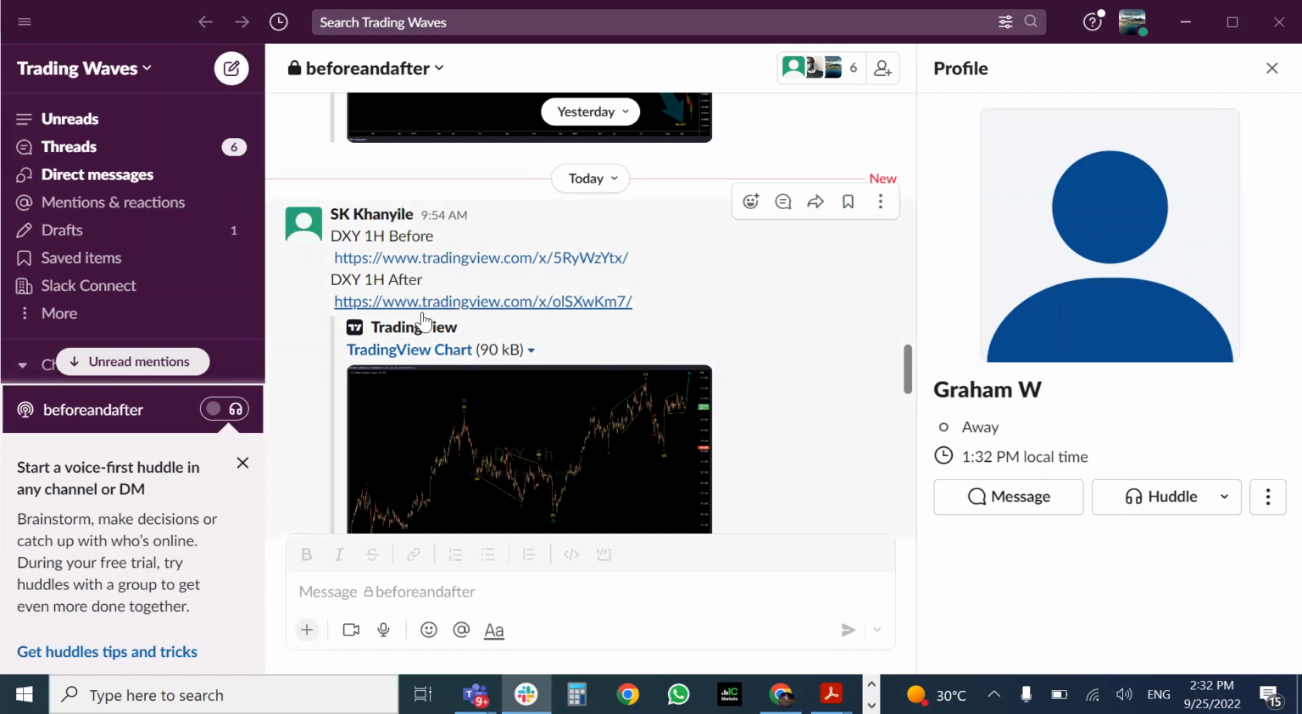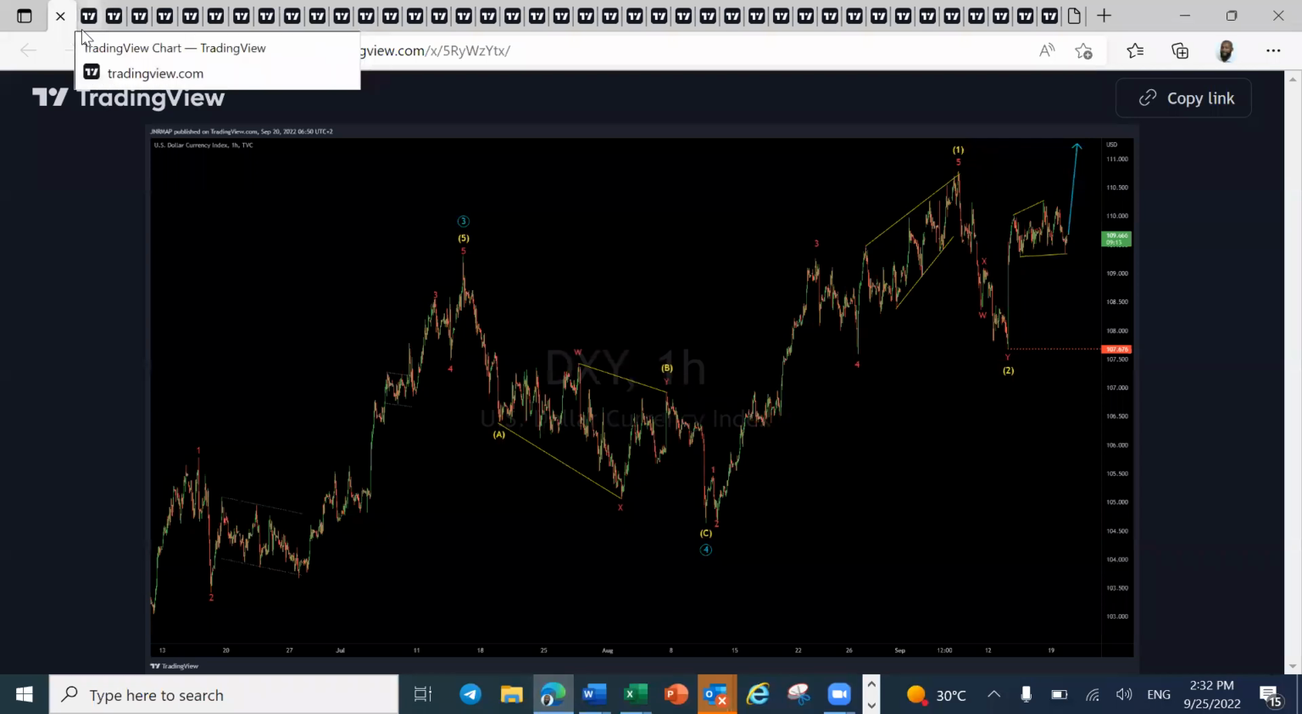So now this is the DXY. Before and after, and I'm going to be going through those just now. I've already opened those links, so let's just have a look at those.